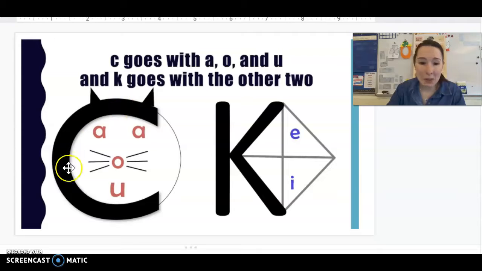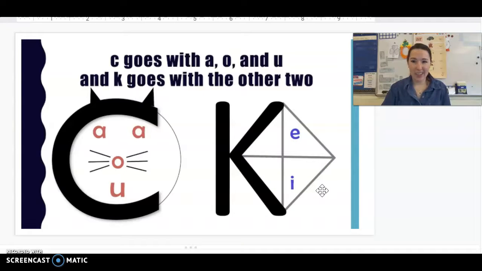And here we have a little picture. It looks kind of like a cat. It's our letter C with our vowels A, O, and U to make the face. Then over here, we have our letter K with what looks kind of like a kite. And we have our letters E and I.